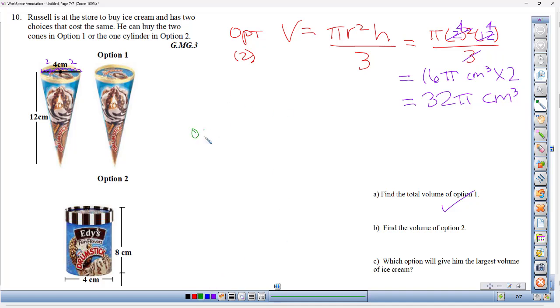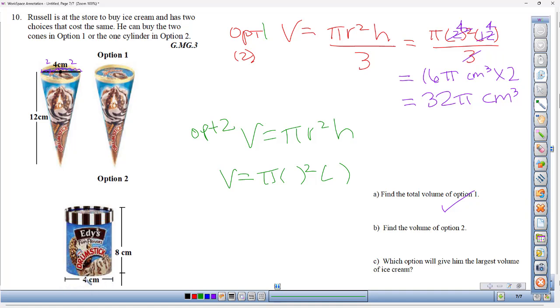Okay, time for option 2. This was option 1. Here comes option 2. What solid is this? That's a cylinder. Pi times the radius squared times the height. We don't divide by 3 because we get the full circle all the way up. So volume equals pi times the radius squared times the height. What should I fill in for the radius?